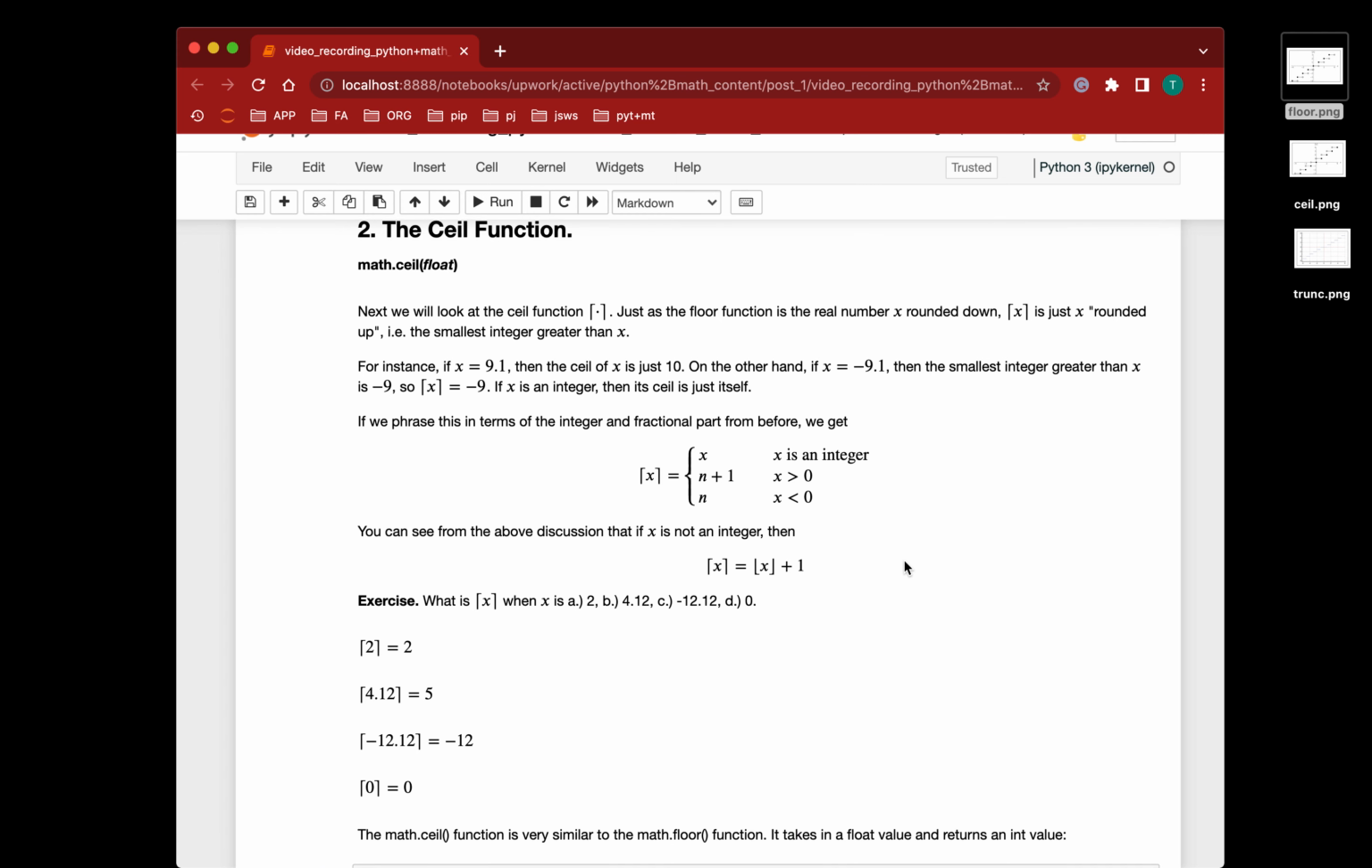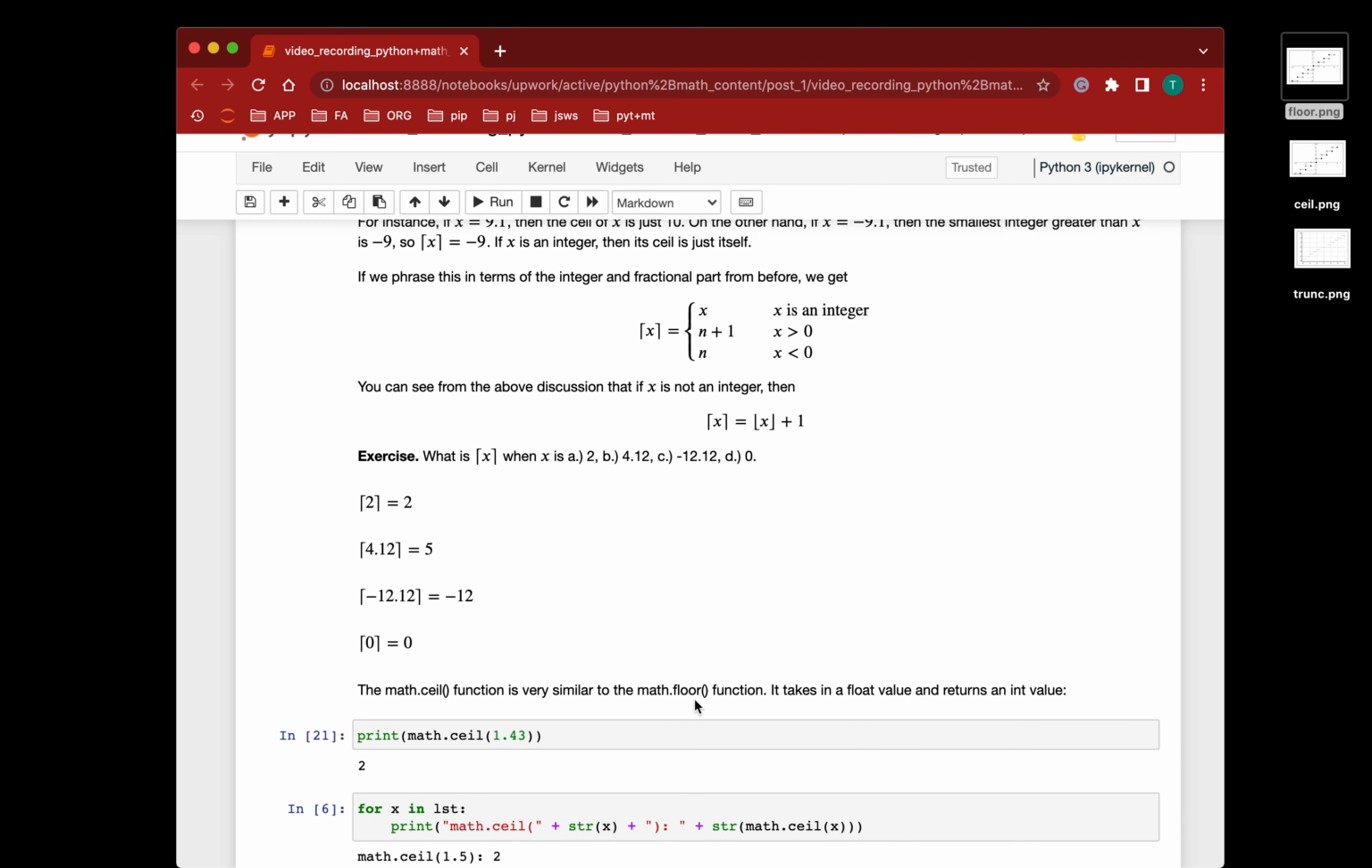The ceil function is very similar to the floor function. As we said, the floor function is the number rounded down. The ceil function instead is the number rounded up. So if we have x equals 9.1, then the ceil of that is 10, because it is the smallest integer not going below x. If we have negative 9.1, then the ceil of that is negative 9, because that is the smallest integer not going below negative 9.1.